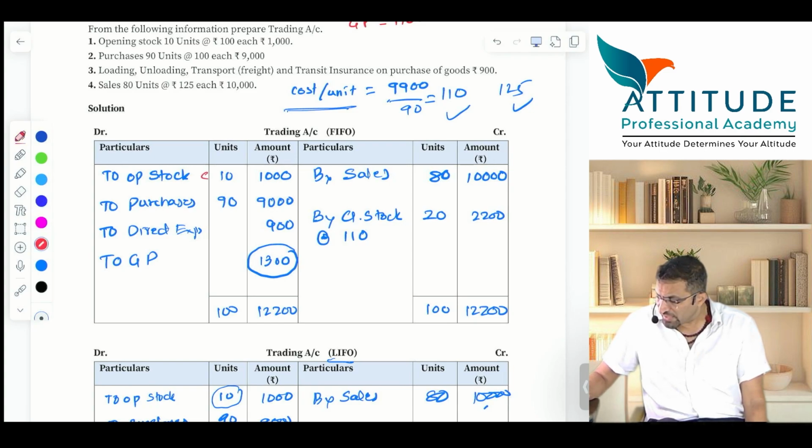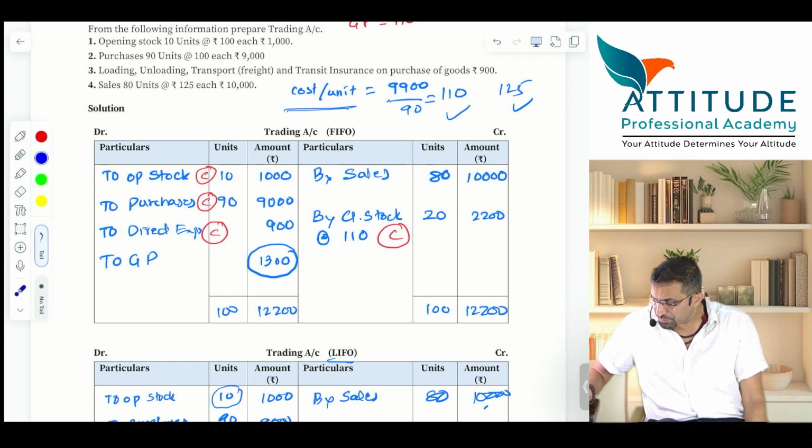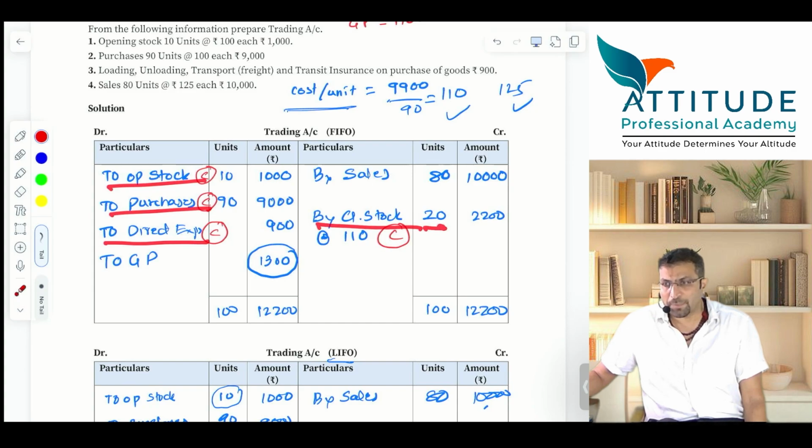This opening stock is valued at cost. Purchase is valued at cost. Direct expenses obviously is the cost. Closing stock is also valued at cost. Now take these three items. Opening stock plus purchases plus direct expenses minus closing stock. I repeat once again. Opening stock plus purchases plus direct expenses minus closing stock will give you cost of goods sold. What will give you? Cost of goods sold.